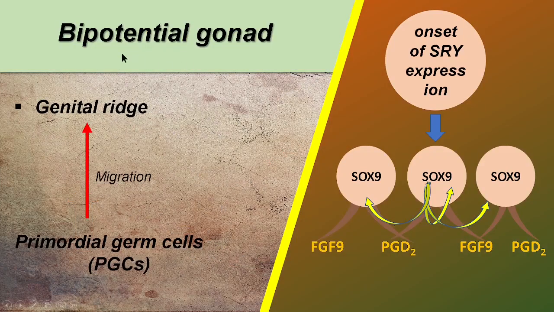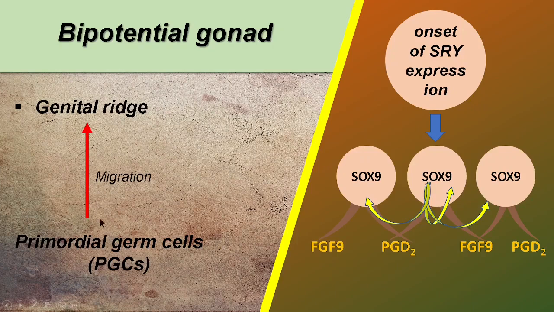So let us talk about the bipotential gonad. We have learned this sequence to form the sex cord in the testis. Also we know that the primordial germ cell develops extra-embryonically, and then migrates to the genital ridge. The genital ridge is the primitive gonad. At this time, the genital ridge has not yet decided whether it is going to be an ovary or a testis, irrespective of genotype. It may be XX or XY. So the genital ridge can convert into a testis or an ovary irrespective of genotype.